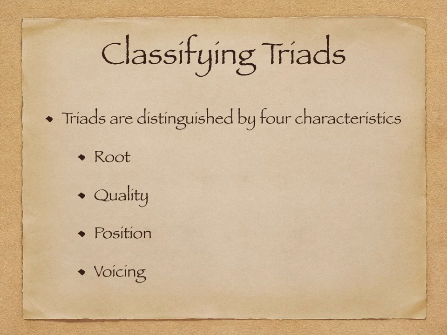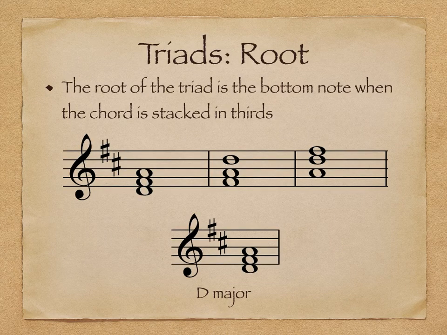There are many types of triads, so we need to know how to classify them for our analyses. There are 4 characteristics: the root, the quality, and the position and voicing of the triad. Let's talk first about the root. The root is the bottom note when the chord is stacked in thirds and gives the triad its name.